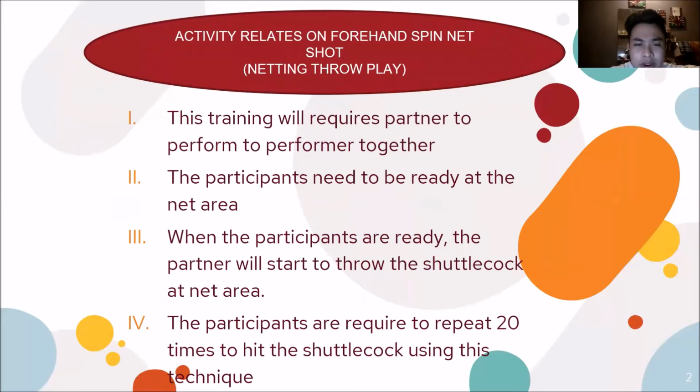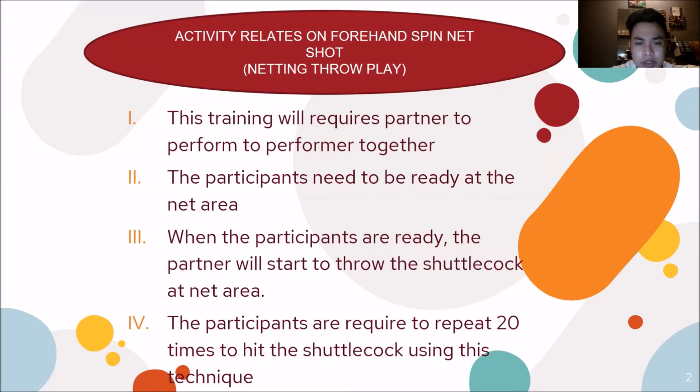For this next slide, it is about the activity related to the forehead spin net shot, which is the method that we will be using to train the participants. Firstly, in this training, the participants will require one partner to pair with them to train this skill.